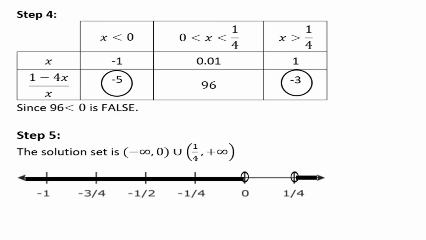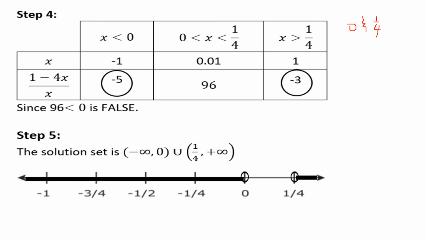Okay, next is to create a table of values. Again, our interval is from 0 and 1/4. So you look for a number. First interval is x is less than 0. So you look for a number which is less than 0. So what number is less than 0? It can be -1, -2, -2.1. I prefer to use a whole number to make it simpler.